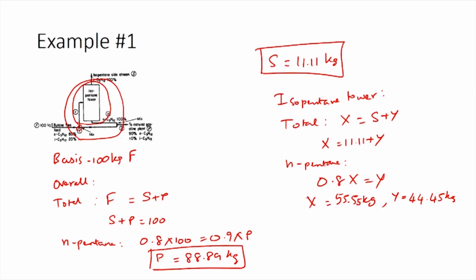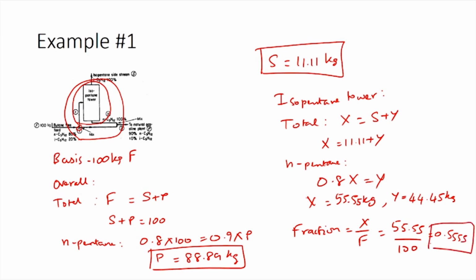Now, we need to calculate the fraction which is being passed through the tower. The fraction would be x divided by f, which is 55.55 divided by 100, giving you a value of 0.5555. So, the fraction which is being passed through the stream would be 0.5555. Okay. With that we have solved for the required parameters. Let us move on to the next problem.